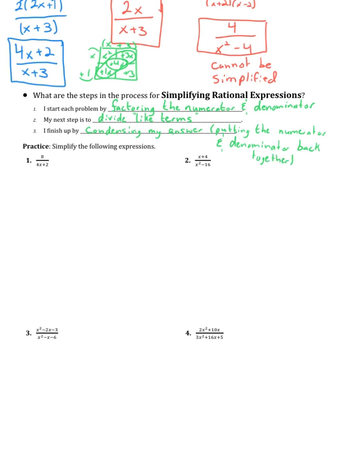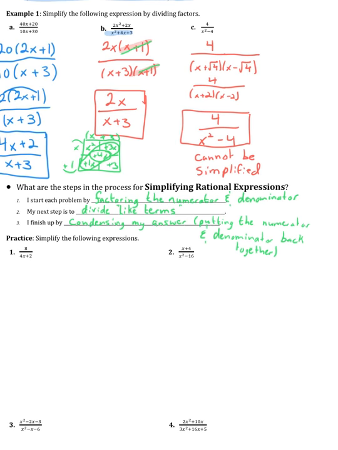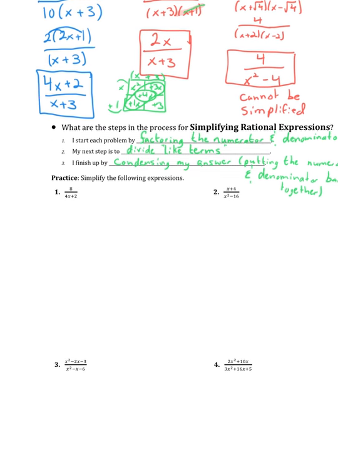Okay, and just remember, for example, for part C, I factored the denominator to x plus 2 and x minus 2, but there's nothing that could be divided out. So I just said, okay, let's just put it back together then. And then we can leave it like that, okay?